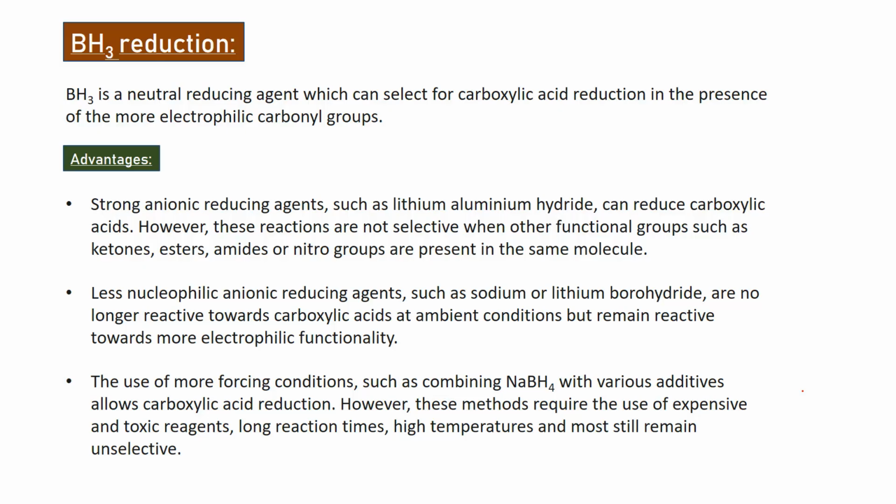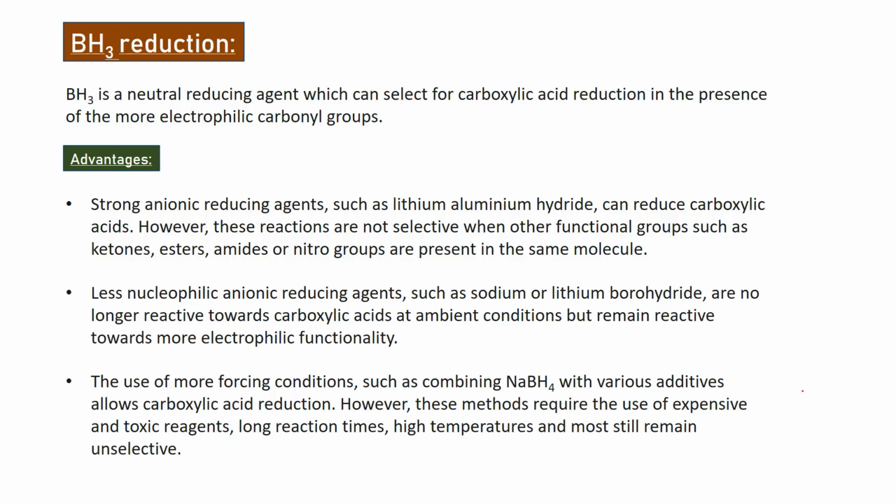Next is boron reduction. So BH3 is a neutral reducing agent which can be selective for carboxylic acid reduction in presence of more electrophilic carbonyl groups. So BH3 can reduce the acid group selectively in presence of other functional groups like aldehyde and ketone.